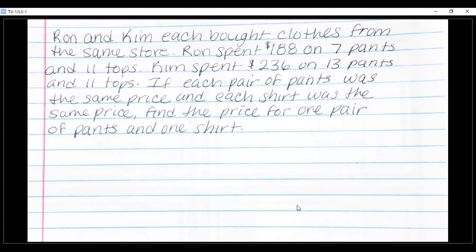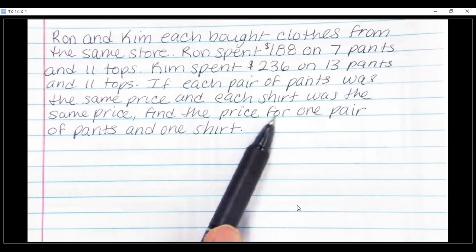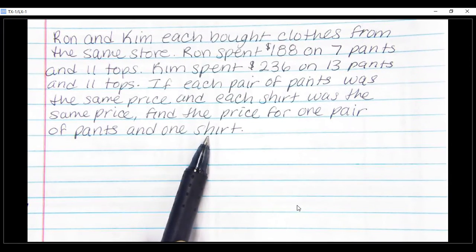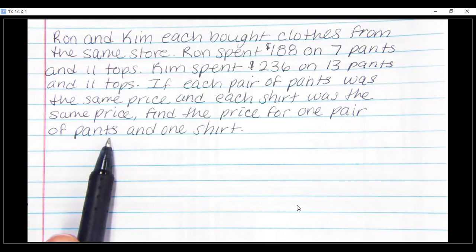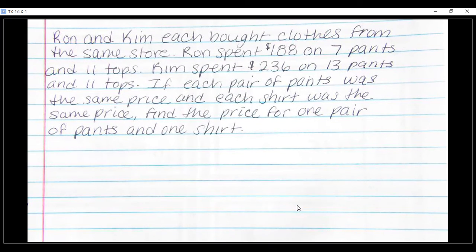When attacking a systems of equations word problem, it's important to do your first step, which is identify your variables. You can choose whatever variables you want to use, but the variables should equal what you're solving for. So it's asking us to find the price for one pair of pants and one shirt. So I'm going to have pants and shirt be what my variables equal.